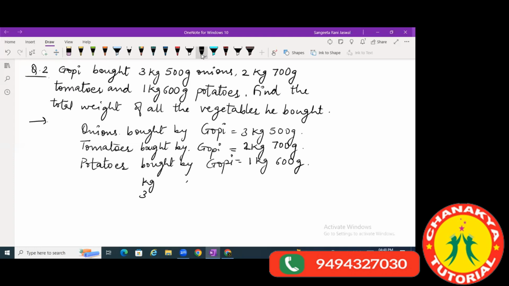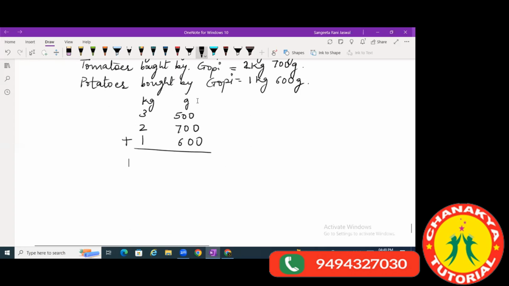Okay, and grams can be written this side. So this becomes 3 kgs 500 grams, 2 kgs 700 grams, 1 kg 600 grams, right? And then you add them. So when you add them, what do you get? Ma'am, 7 kg 800 grams. 800 grams, okay.